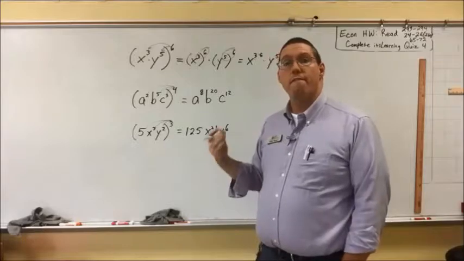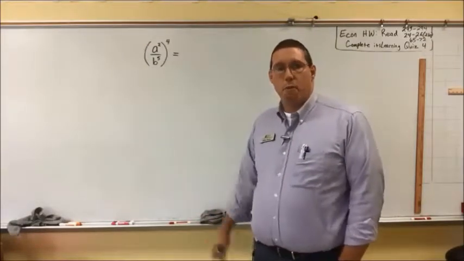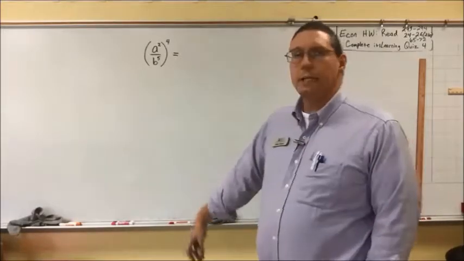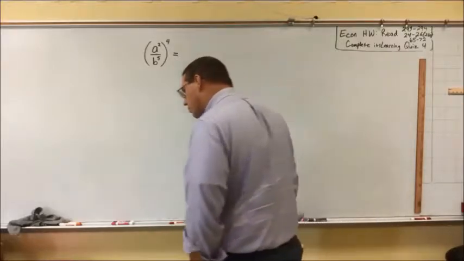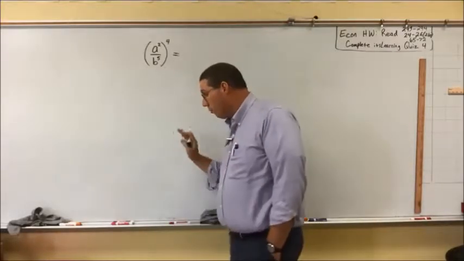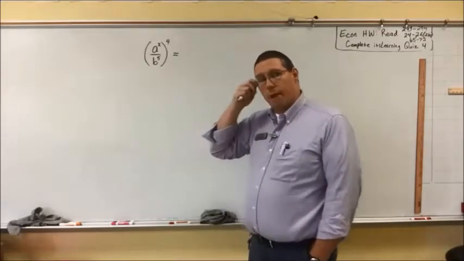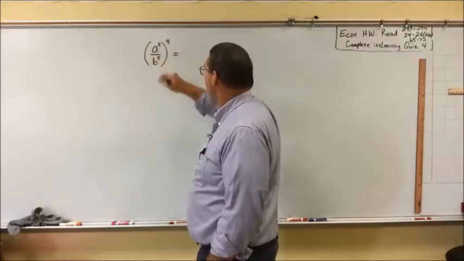Now let's go on to the fifth rule of exponents. All right, here's our fifth rule of exponents. It's the rule we just learned. It's kind of like that rule, only it's division instead of multiplication. Okay, so it is a quotient to a power.